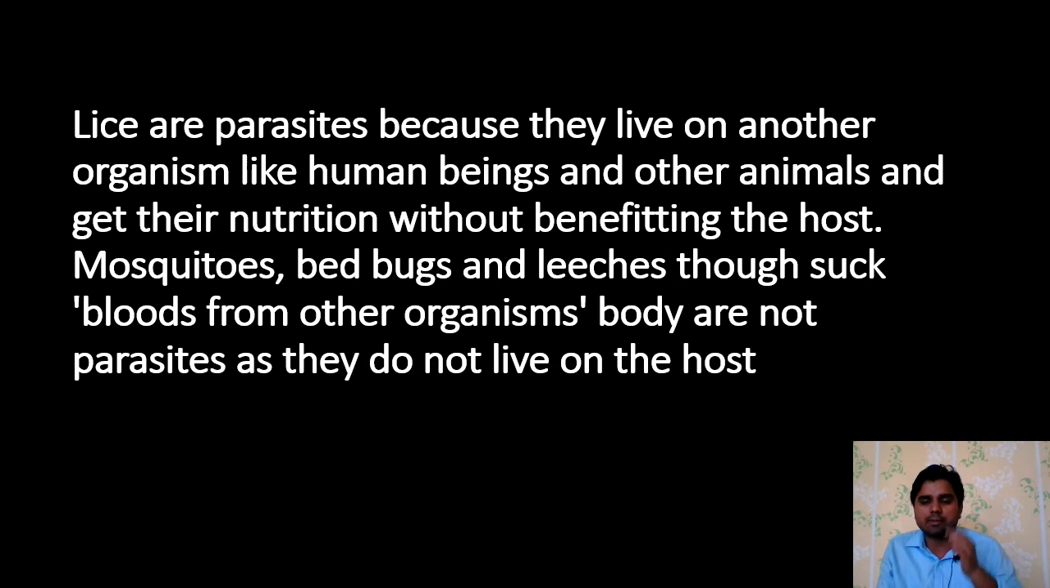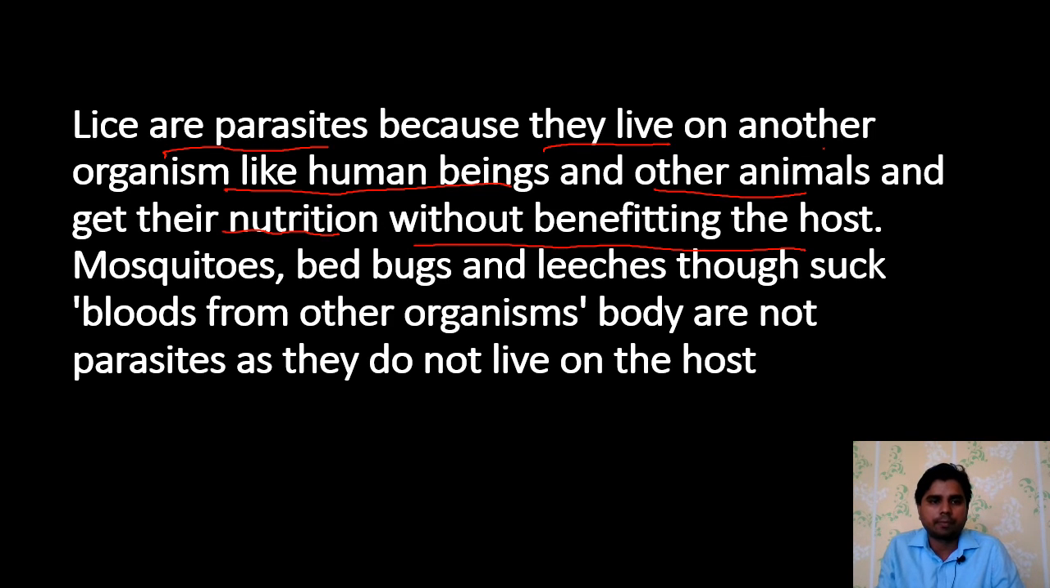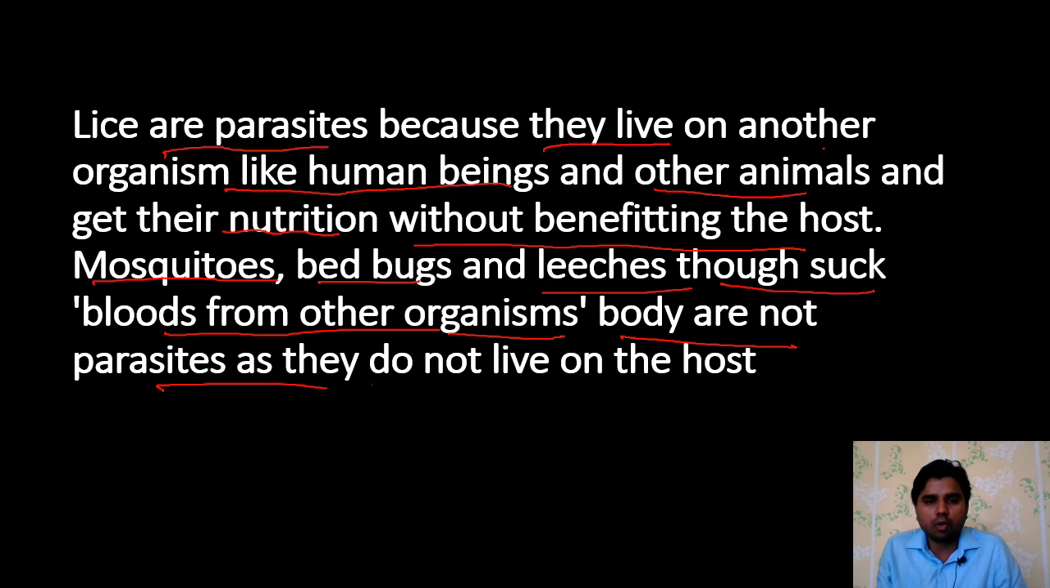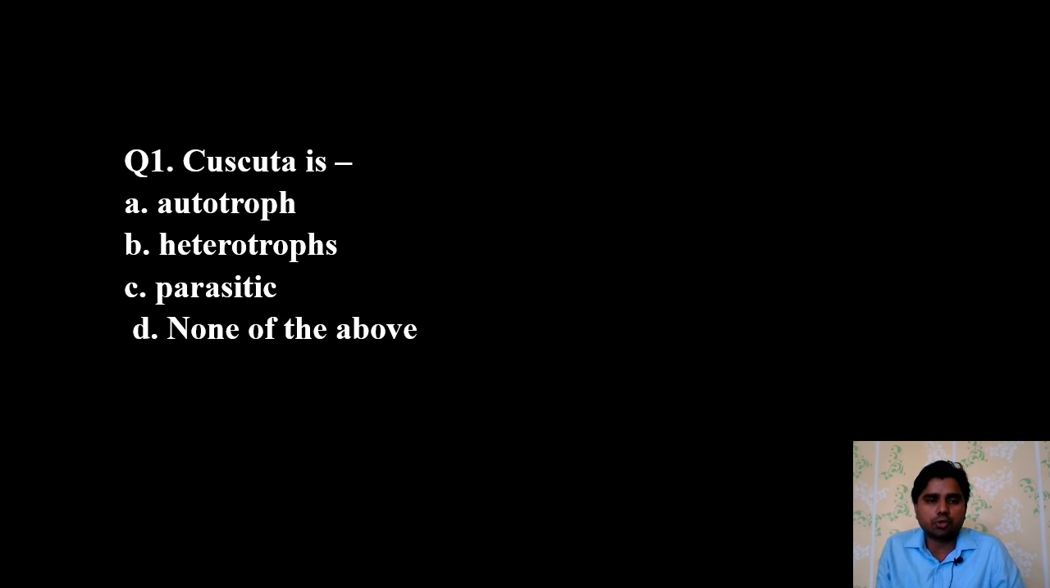So we will go to the explanation part, students. Lice are parasitic because they live on another organism like human beings and other animals and get their nutrition without benefiting the host. Mosquitoes, bedbugs and leeches, which suck blood from the body of other organisms, are not parasites as they do not live on the host. I hope it is clear to you, students. Now you have to answer this question. Cuscuta is an autotroph plant, heterotroph plant, parasitic plant, or none of these?